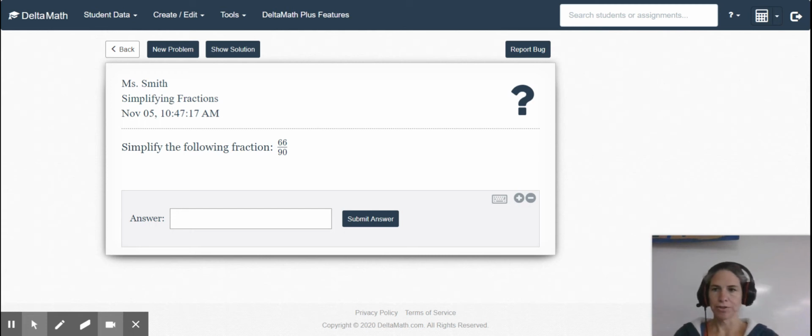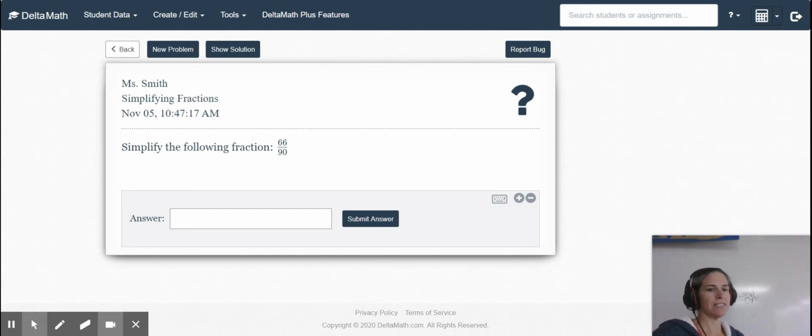Okay, so I'm going to show you how to use Delta Math to simplify fractions. The first fraction in my problem is simplifying 66/90. Sorry, 66/90. I know a factor that 66 and 90 have in common is 3.